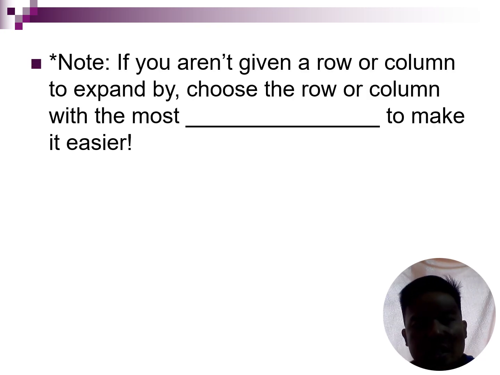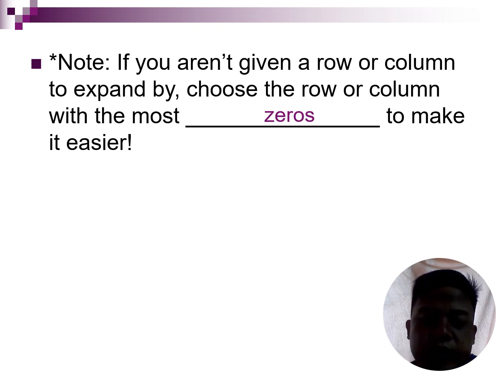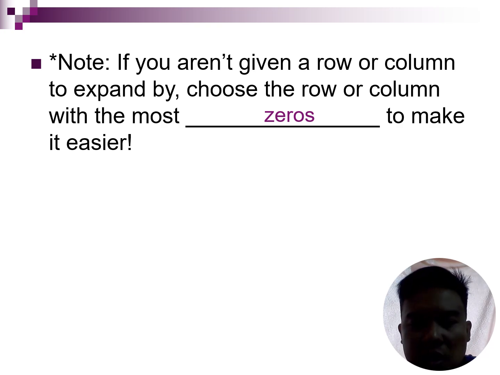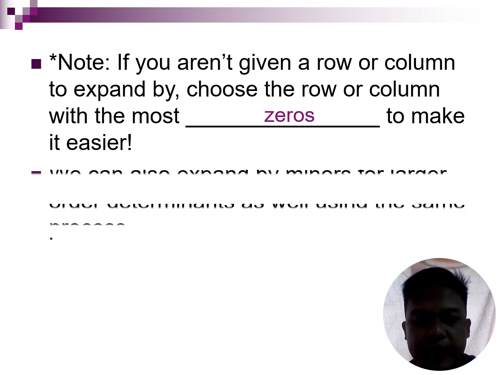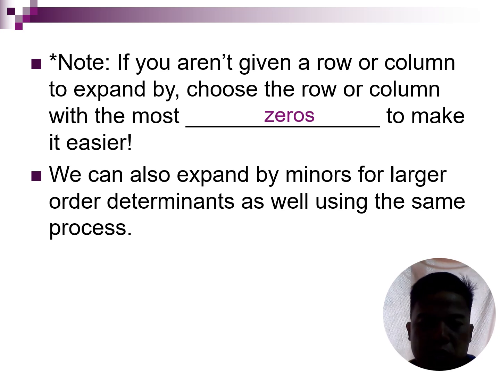Now if you are not given a row or column to expand by, you need to choose the row or column with the most zeros to make it easier. What do you think would be the answer here? What row or column has the most zeros? Of course, because that is very easy. Remember, if your pivot element is 0, then the term would be 0 no matter what your minor is. So that would make it very easy, right? And we can also expand by minors for larger order determinants using the same process.